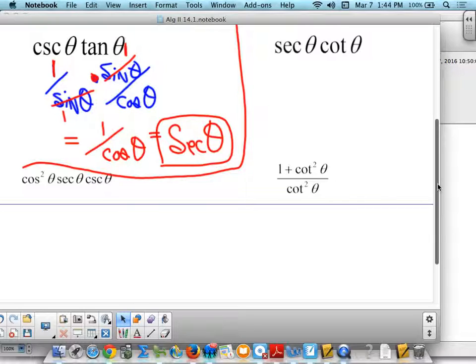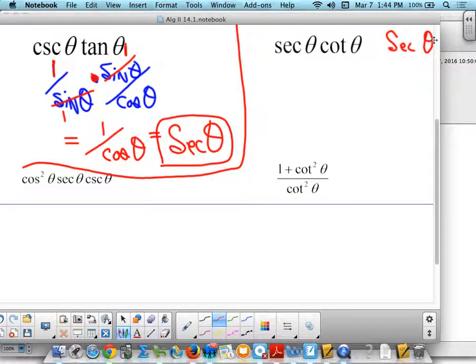Michaela, did you get an answer? Yeah. What is it? I got cosine. Just secant? I got 1 over sine. Okay, so Michaela, what's your answer? Cosecant. So she says the answer is cosecant of theta.